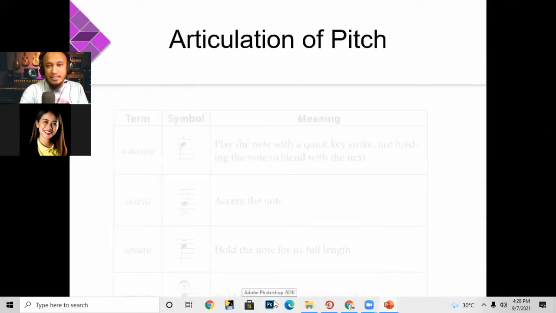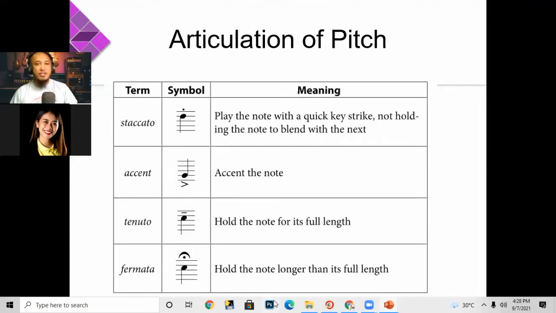Next, articulation of pitches. Before we go here, I would like you to remember: when we say pitch names, those are the letter names like A, B, C, D, E, F, G. When we say tone, we're talking about solfa syllables: do, re, mi, fa, sol, la, do. When we are talking about numerical names, it's obvious from the word, number names: 1, 2, 3, 4, 5, 6, 7. So those are the different pitches or names of a note.